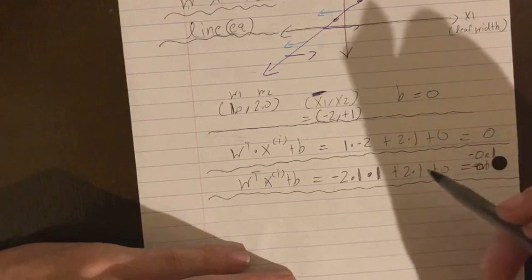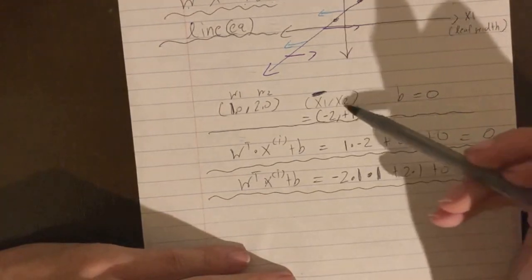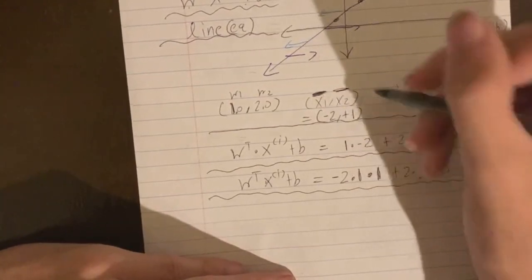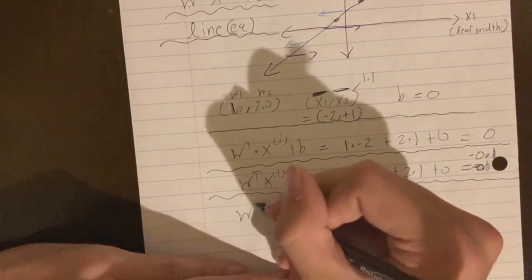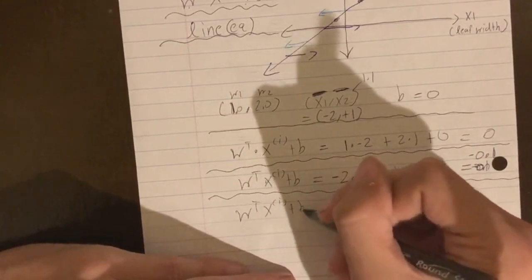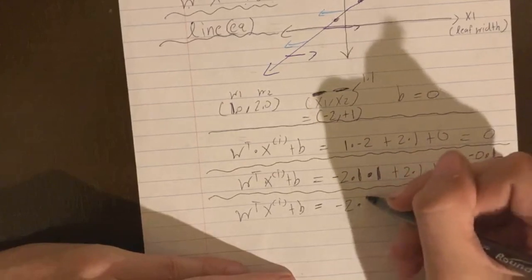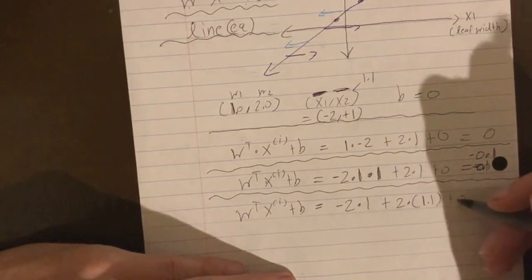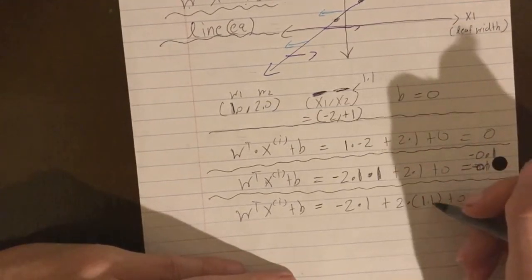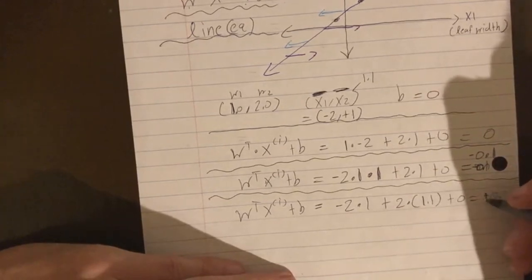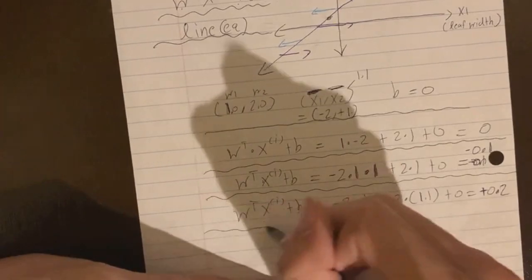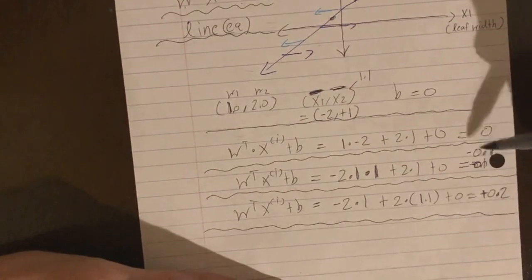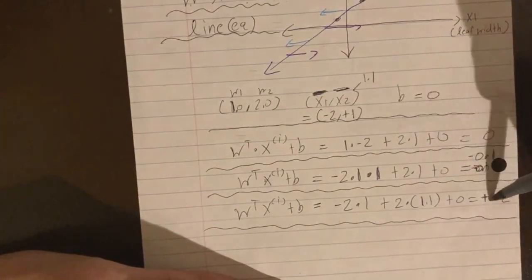Now, if you nudged x2 just a little bit, so let's say we went from +1 to 1.1, then your W transpose x of i plus b would equal -2 times 1 plus 2 times the new x2, which would be 1.1, plus 0. So this would be equal to positive 0.2. So if you nudge a little bit in the x1 direction, you end up with a negative number, and if you nudge a little bit in the x2 direction, you end up with a positive number.